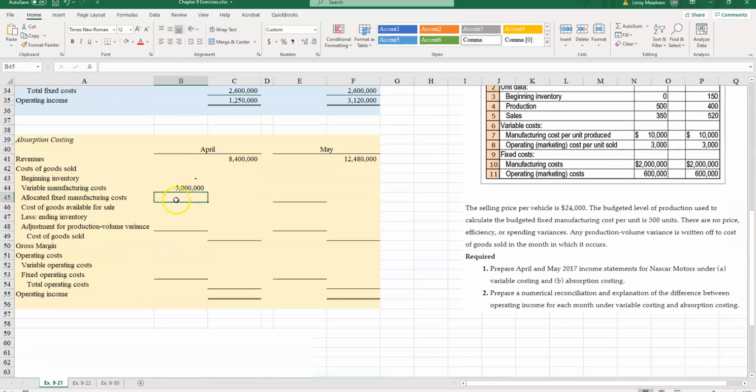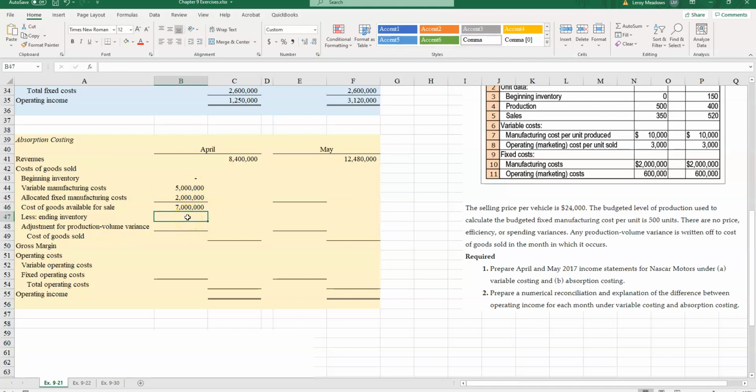But now, in addition to that, I'm going to allocate my manufacturing costs. My actual production this time around was 500 units. We see that up here. So it matched my budget, and my production actually matched. So I'm going to have allocation of $2 million. So my cost of goods available for sale is going to be how much? Well, simply my variable manufacturing costs incurred plus my allocated fixed manufacturing costs. So that's going to be what? $7 million.